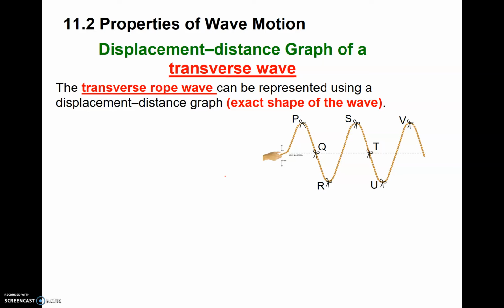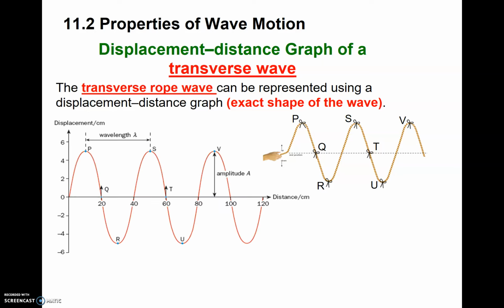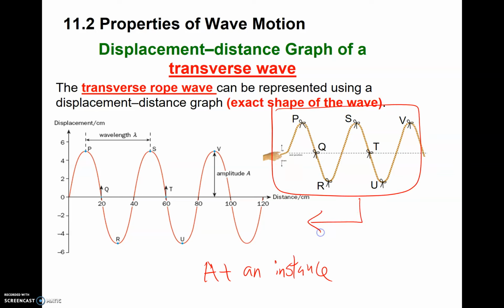Now, the displacement distance graph, in short, is a snapshot of the wave itself. So at a fixed time, you imagine taking a picture, a snapshot, and that snapshot is the wave profile, which is the displacement distance graph. Whatever you see physically is translated in the graph, exact dimensions, everything, and that is what we call the displacement distance graph.